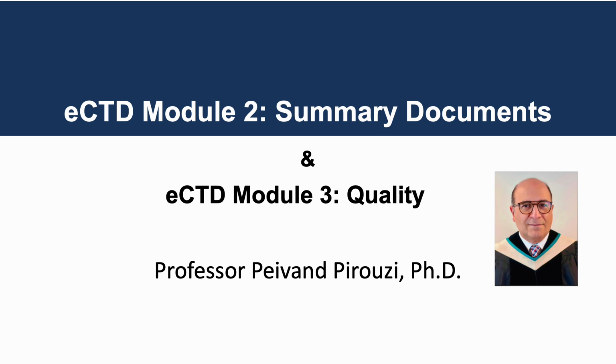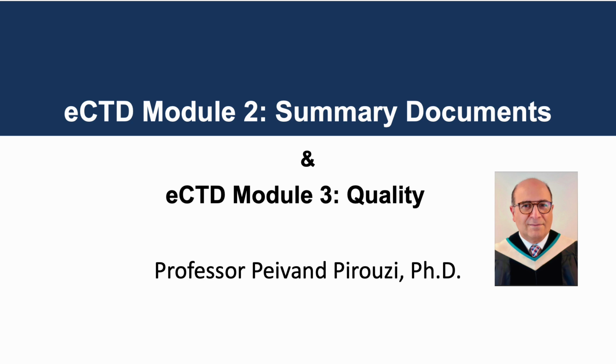Module 3, on the other hand, contains the complete chemistry, manufacturing, and controls information, everything about how your drug substance and drug product are manufactured, characterized, and controlled. This module forms the foundation of your quality documentation and must be meticulously prepared to demonstrate that your product can be consistently manufactured to meet its specifications.